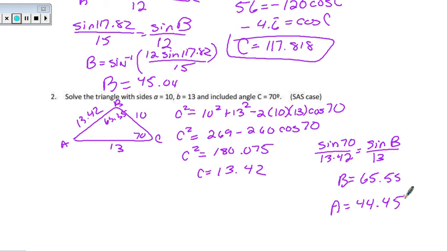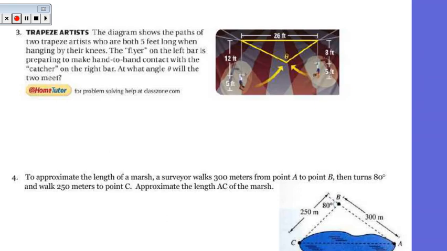Okay, so that's basically how the law of cosines works. Let's take a look at a couple of application problems on the back side of your page. We've got some trapeze artists here, and they are flying, and they want to know the angle at which they are going to meet. So we're looking for this angle theta sitting right here.